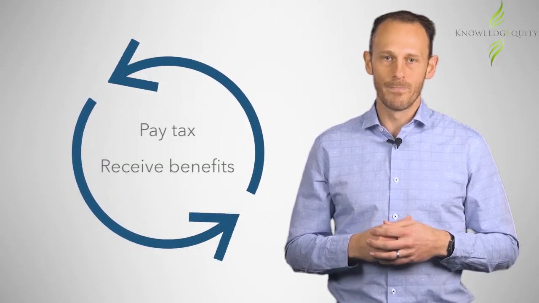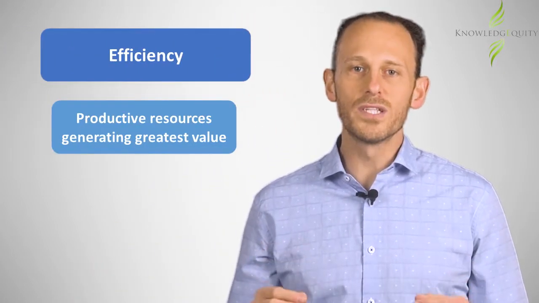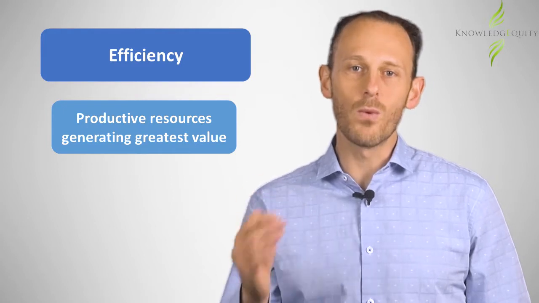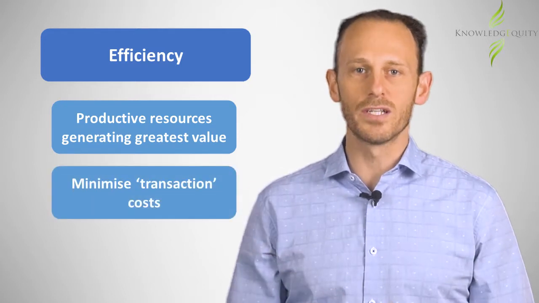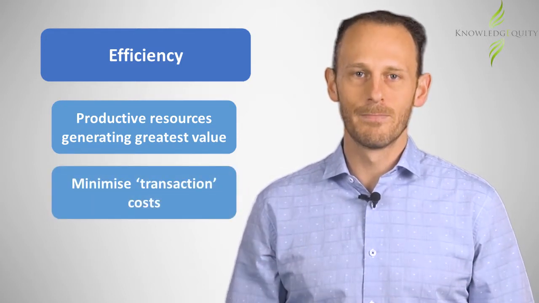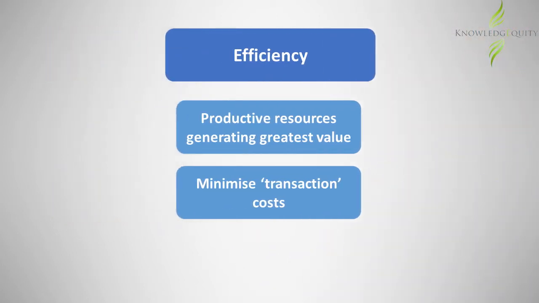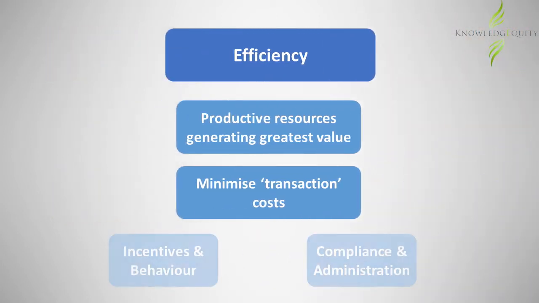Efficiency refers to how productive the tax system is at raising revenues and redistributing wealth. We want to make sure that resources are used in the most productive and value-adding way. In addition, efficiency refers to the relative transaction costs that are incurred by taxpayers. These transaction costs refer to how the system alters the taxpayers' incentives and behaviours, such as how hard they work, as well as the taxpayers' compliance and administrative costs, such as record keeping and submitting returns.